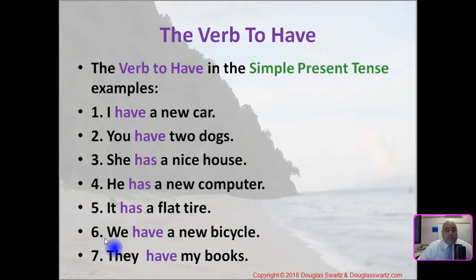Number 6, we have a new bicycle. Number 7, they have my books. This is simple present tense, the verb to have.